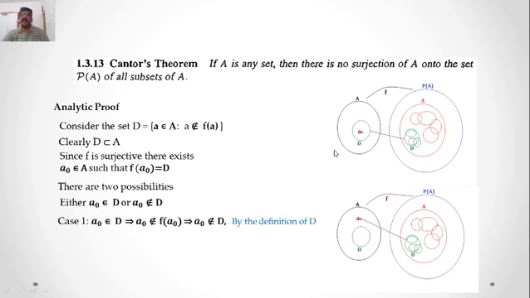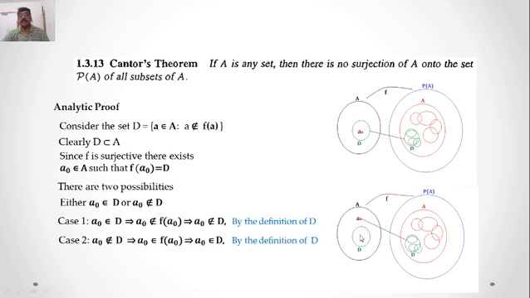Now let us take the case a naught in D. If a naught is in D, what is the meaning of that? What is the definition of D? All a in A for which a is not in f of a. So if a naught is in D, it means a naught is not in f of a naught. But f of a naught is D. That means a naught is not in D. So you are getting a naught in D implies a naught is not in D. It is a contradiction.